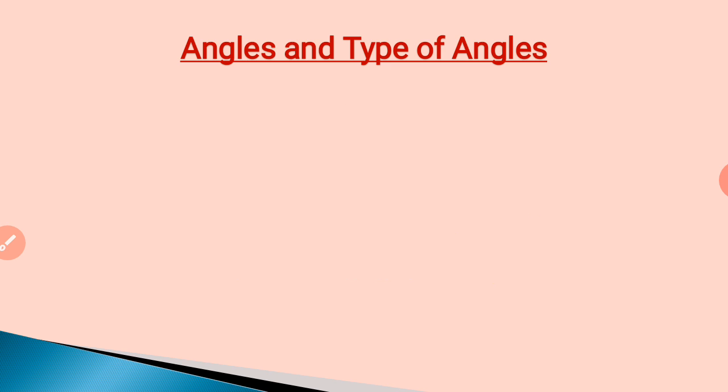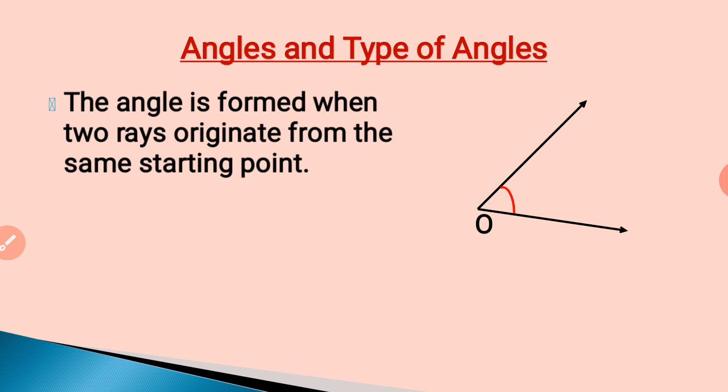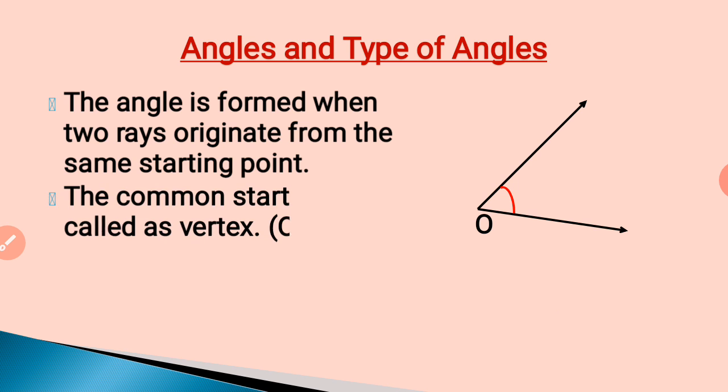Next, angles and types of angles. A ray, another ray. This is what is an angle. Here, the angle is formed when two rays originate from the same starting point. Here the starting point is O. Both the rays are starting from the same point. Such a figure is known as an angle.